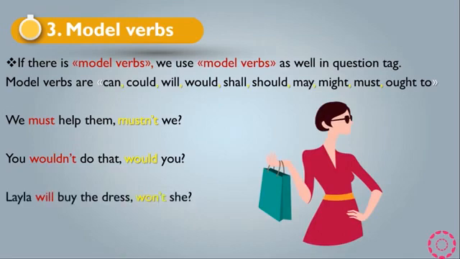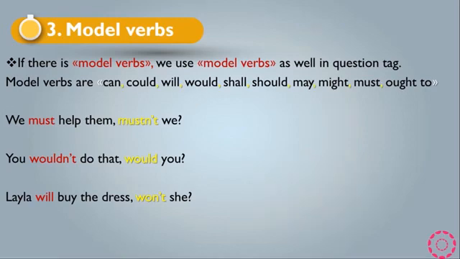Layla will buy the dress, won't she? You have to know that if you change will to negative, it becomes won't. Karwan can't go himself, can he? As you see, we have can't here, which is negative, and we simply remove not and it becomes can, and we rewrite the subject of the sentence, which is Karwan, as he.